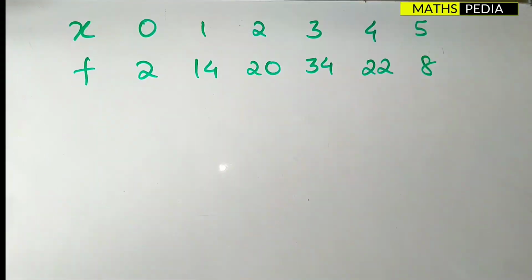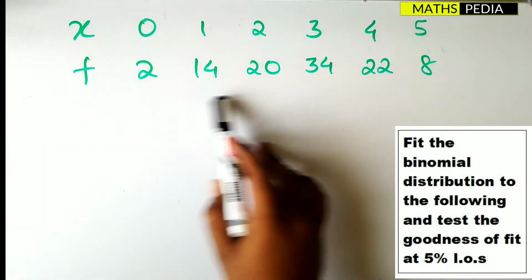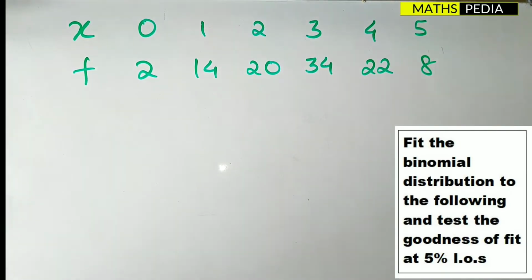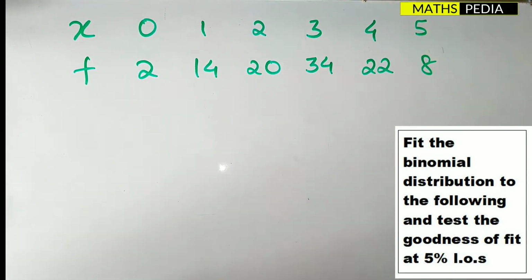We are going to solve one more problem based on the binomial distribution in the chi-square test. The question is: fit a binomial distribution to the following given table and test the goodness of fit at 5% level of significance. The goodness of fit is related to chi-square, and hence we proceed further. So what should be the answer?